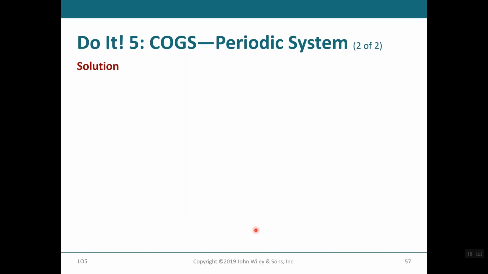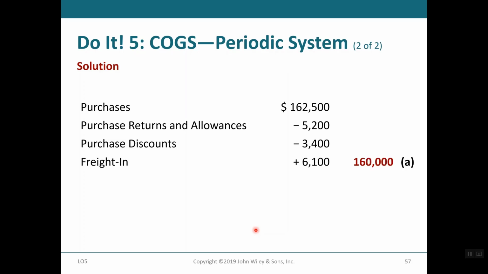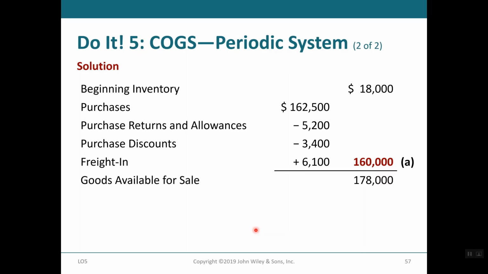Okay, so let's do it here. Solution, we have the purchases, 162,500. We are deducting our returns and allowances, which is 5,200. If we had a discount, we deduct that too. Then we add our freight in, and that gives us 160,000. Okay, we add all of that together, and that gives us a cost of goods available for sale of 178,000.